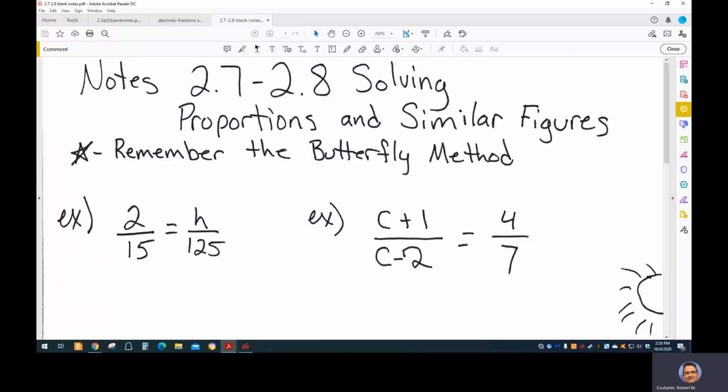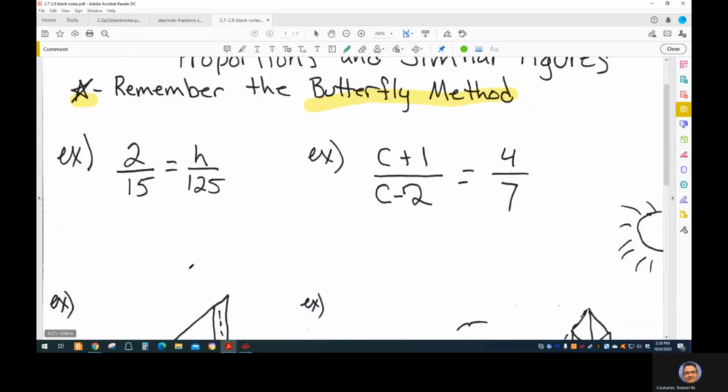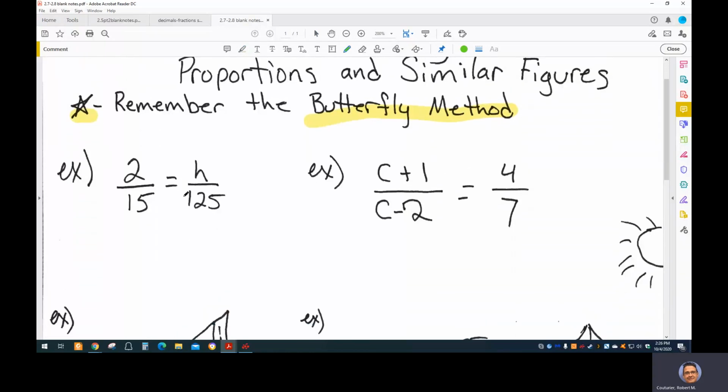We are going to have to learn from another blast from our past, going all the way back to elementary school. Remember the butterfly method, or you may also know it as cross multiplication. All right, not too bad. So first problem here, our first example, what we need to do is cross multiply these. It helps us quickly get rid of these fractions.